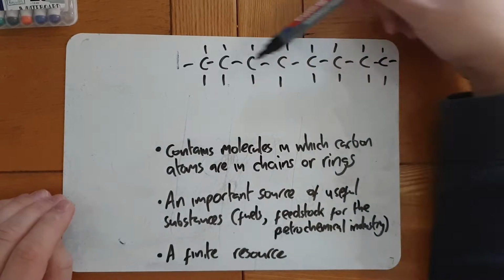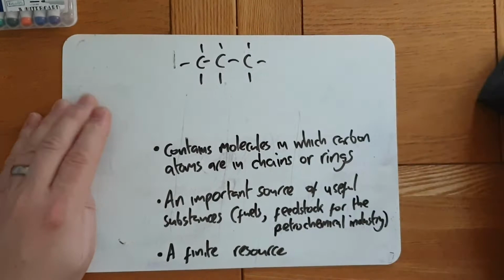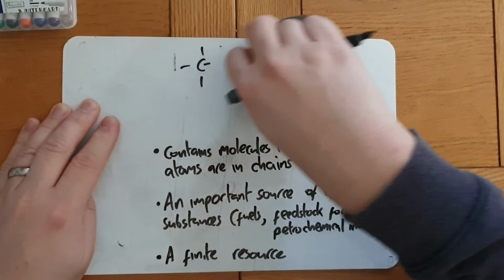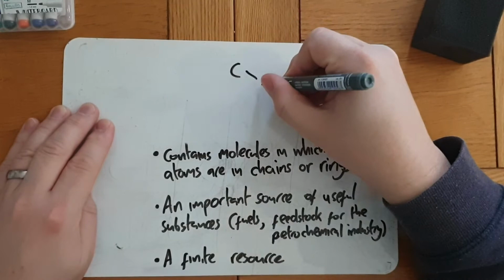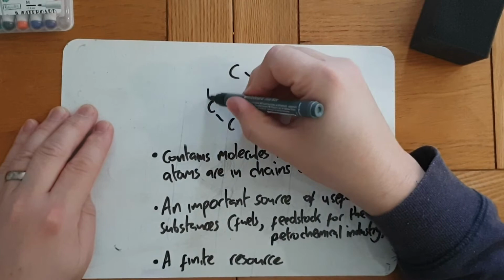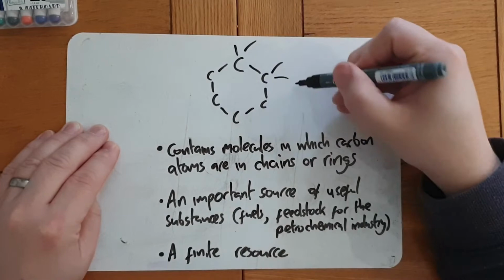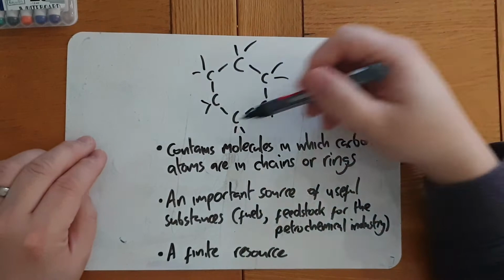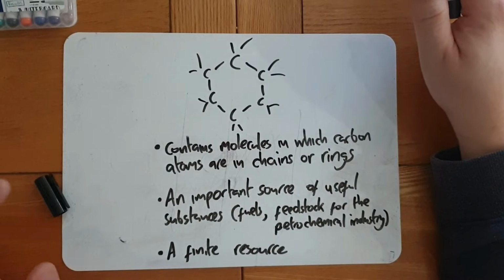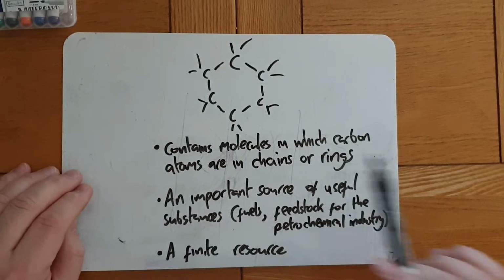If we have a shorter chain, that's propane. A shorter chain, ethane. The shortest chain would be one carbon, which is methane. So that's the chain. You can also get them in rings. Let me draw one quickly. It's just like a chain, except it goes back on itself. These would all have two hydrogens bonded onto them. That's cyclohexane. You don't need to know the names or stress about those. You only need to know the first four, but we'll go through these. So what has crude oil got in it? It's got carbon atoms either in long chains or in rings.